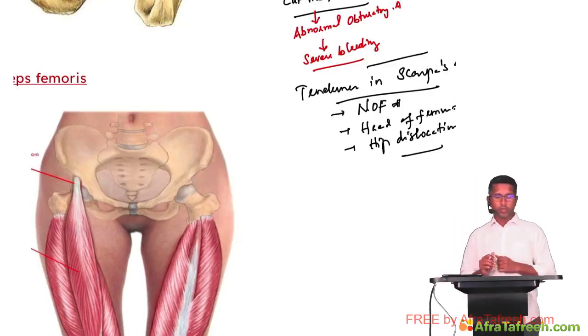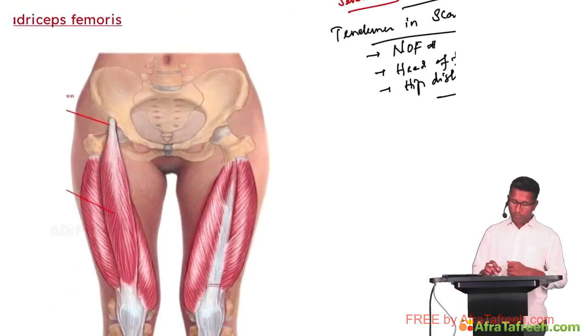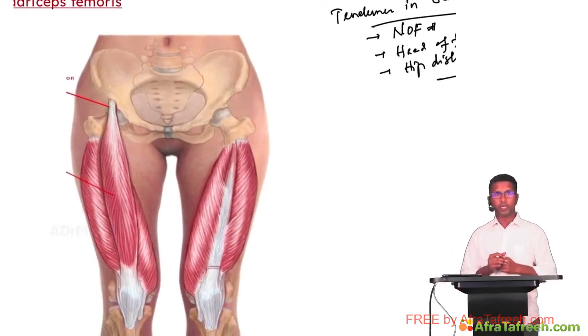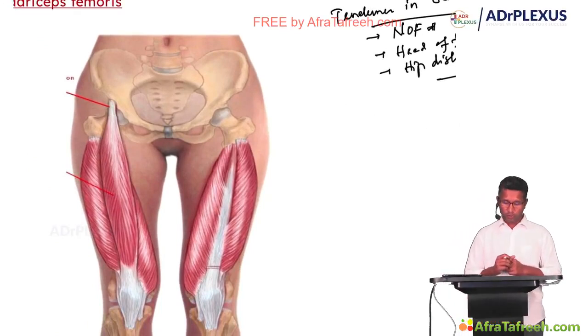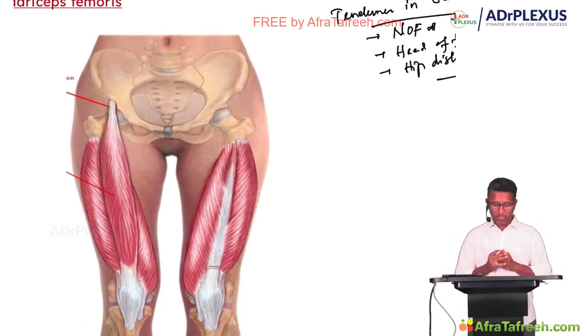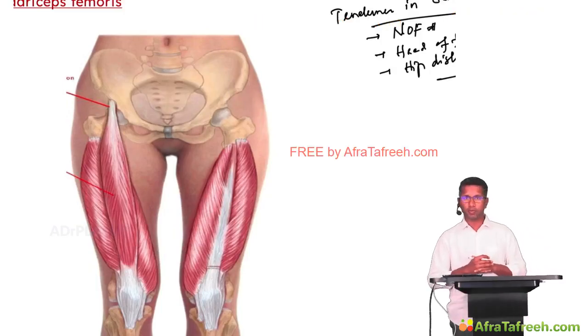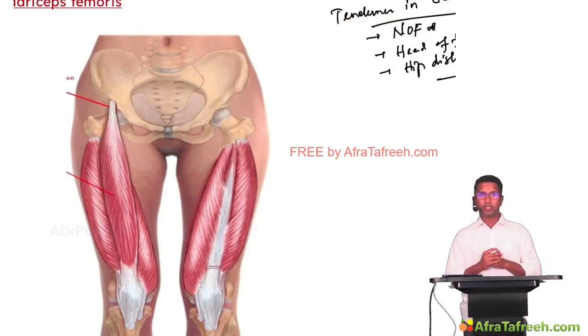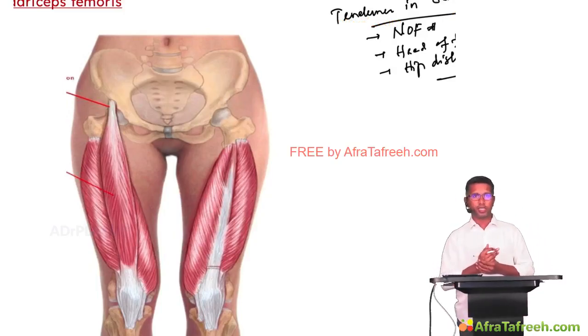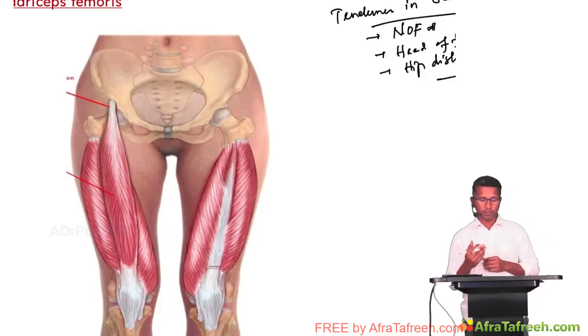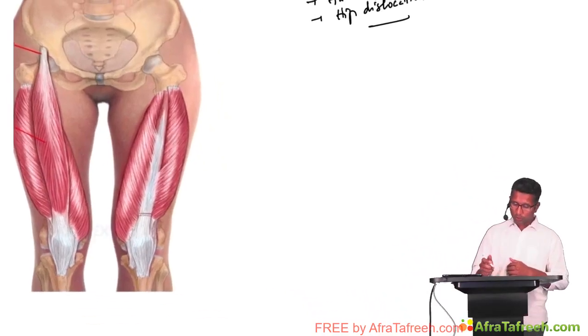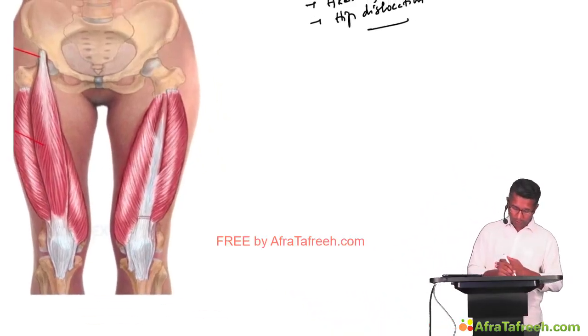So with this clinical note, we'll go to the next muscle of the thigh, that is quadriceps femoris muscle. If you want to study the quadriceps femoris muscle or any muscle in the lower limb region, it is always better to draw a simple cross section and understand the orientation of the muscle, so that it is very easy to understand the origin and insertion of the muscle. What I'm going to do is make a cross section of the thigh here.